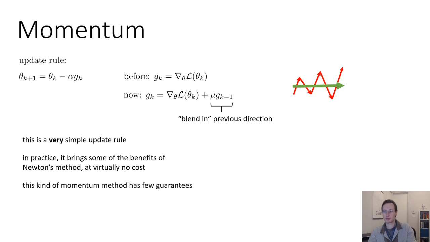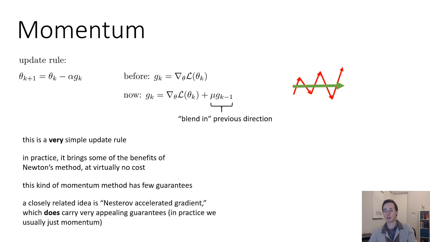Now, this kind of momentum method doesn't have very many theoretical guarantees. It's a slightly heuristic improvement to gradient descent, but there's a very closely related idea called Nesterov accelerated gradient, named after Nesterov, which does carry very appealing guarantees. In fact, it's provably faster for convex problems than gradient descent, but it's a little bit more complex. So in practice, we usually just use momentum. But if you're interested in optimization theory, then you can look up Nesterov's accelerated gradient.